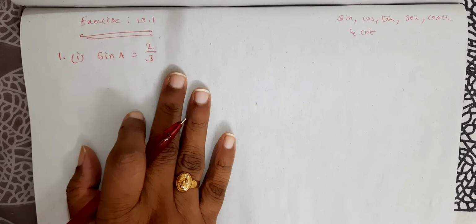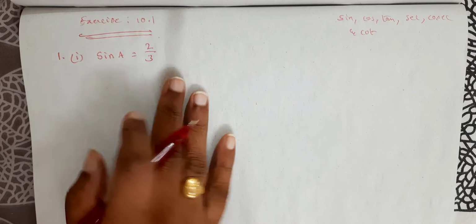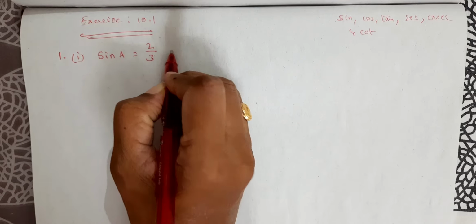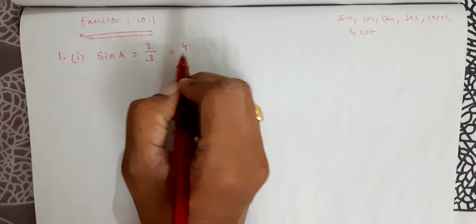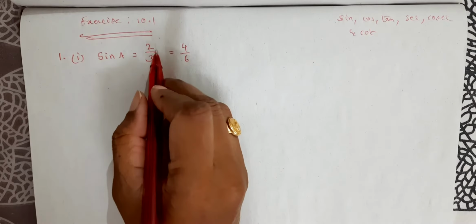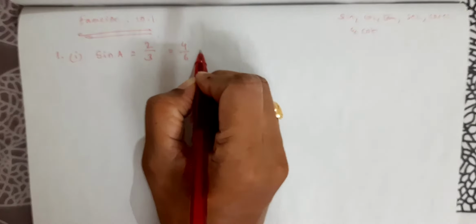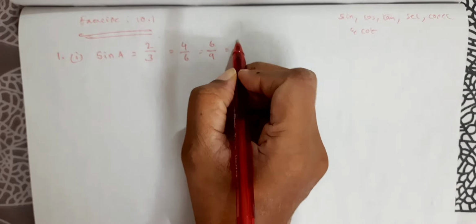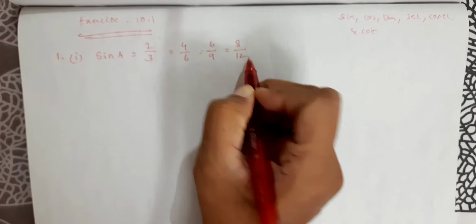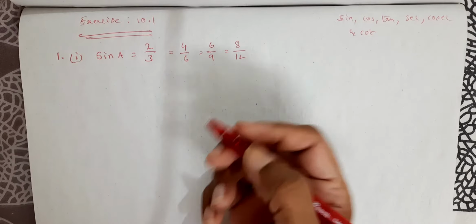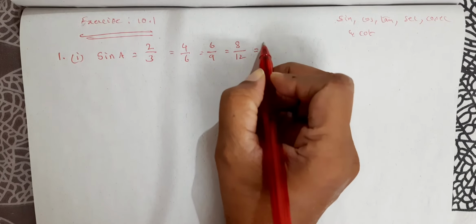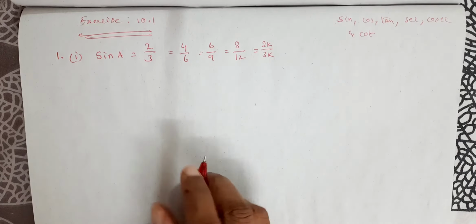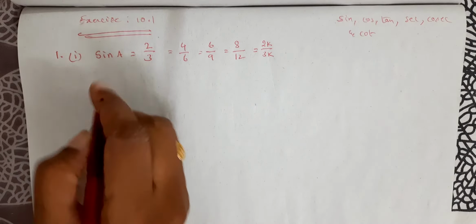See, what is important here is 2 by 3. That means it can be, right? It can be equal to 4 by 6, 2 multiplied in the numerator and the denominator. It can be equal to 6 by 9. It can also be equal to 8 by 12. Right? So like this. Therefore, whenever it is a ratio, you will be writing it as 2k by 3k. Now, but what is sine?